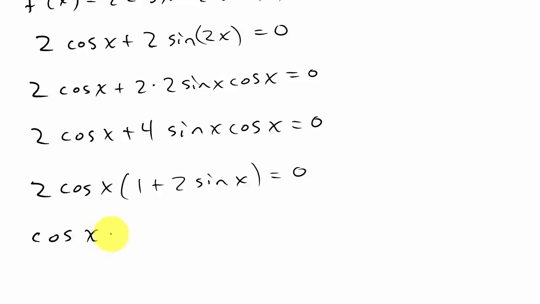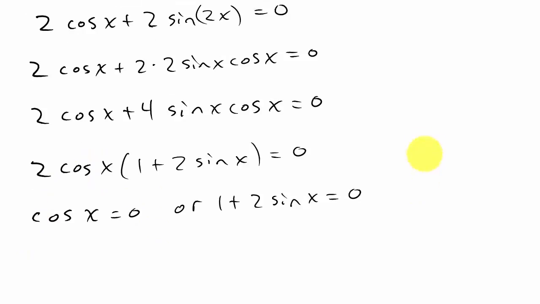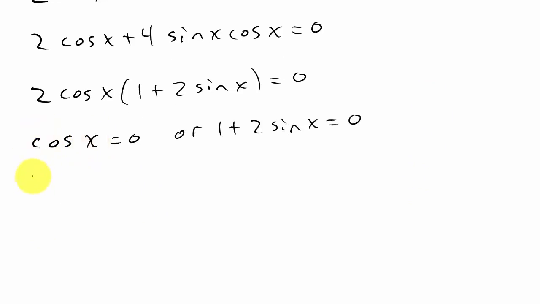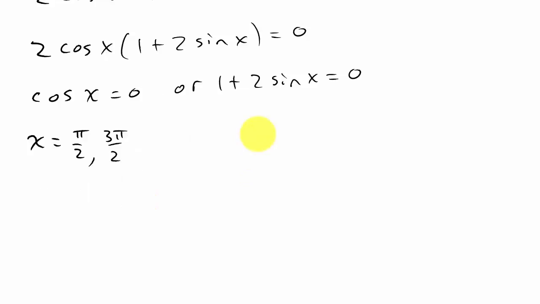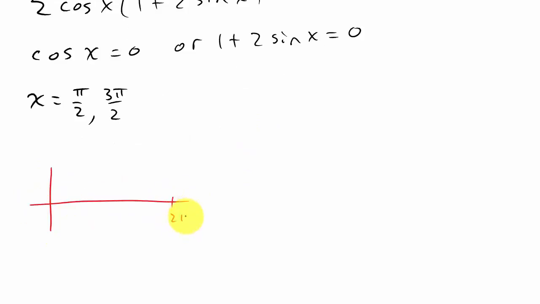So that gives me cosine x equals 0, or 1 plus 2 sine x equals 0. Notice I didn't write the 2 here. If you had 2 cosine x equals 0 and divide by 2, you get cosine x equals 0, so you don't need to write the 2 down. Where is cosine 0? It's 0 at pi over 2 and 3 pi over 2. Remember, here's the graph of cosine, with 1 and negative 1, and it's 0 at pi over 2 and 3 pi over 2.